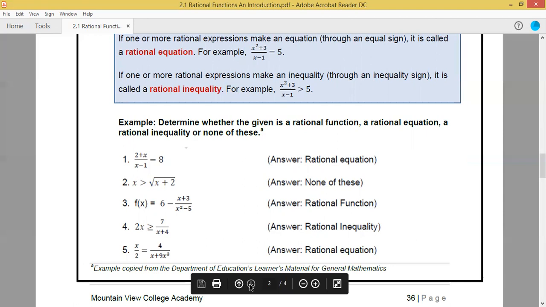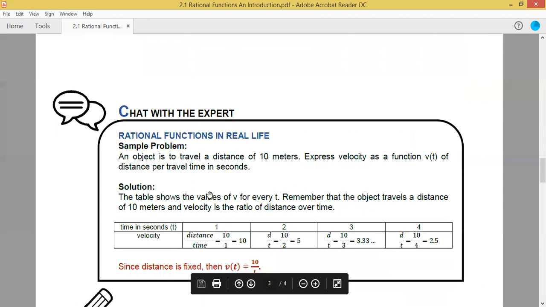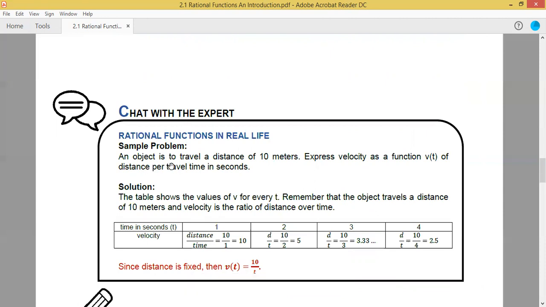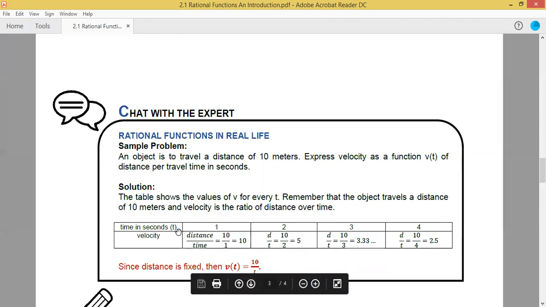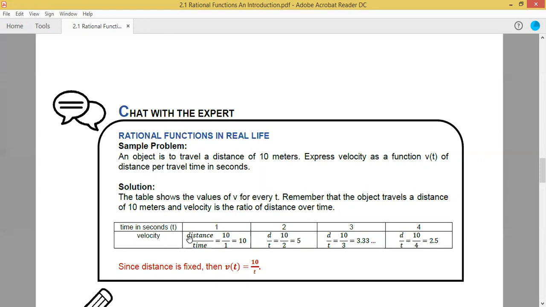There's still one more problem. Rational functions in real life. For example, an object is to travel a distance of 10 meters. Express velocity as a function v of t of distance per travel time in seconds. Again, the time in seconds is not given, but velocity is a function of distance per travel time in seconds.